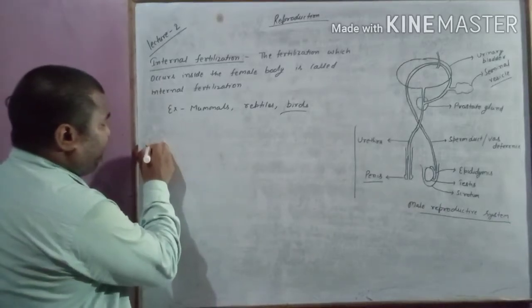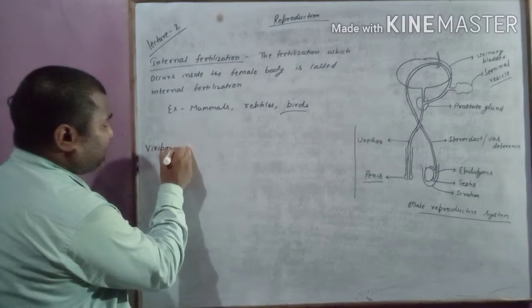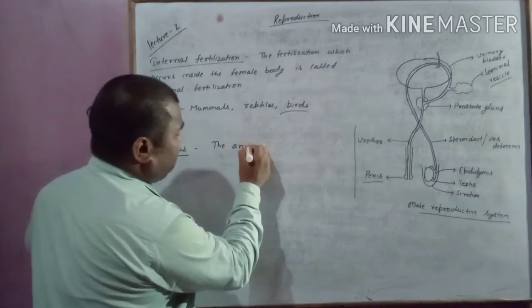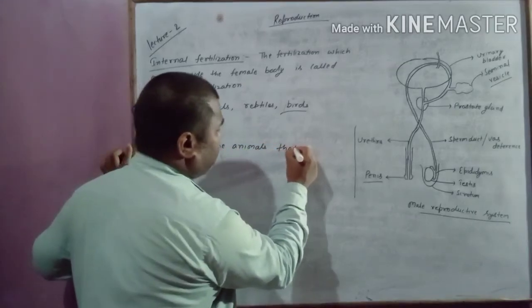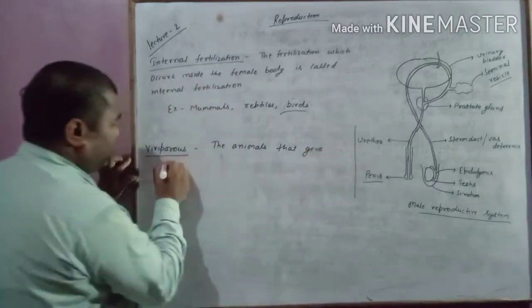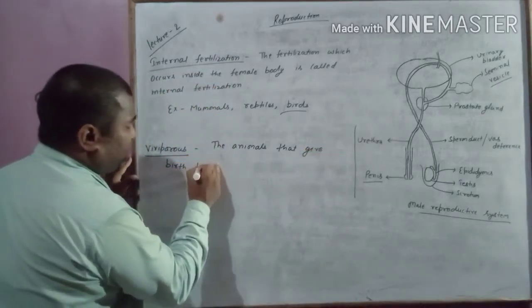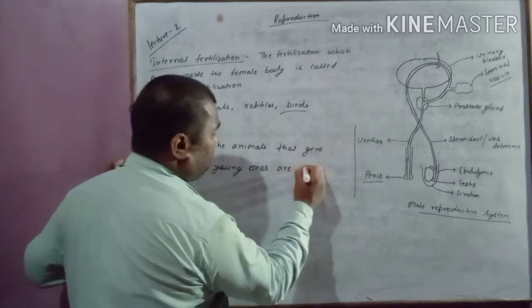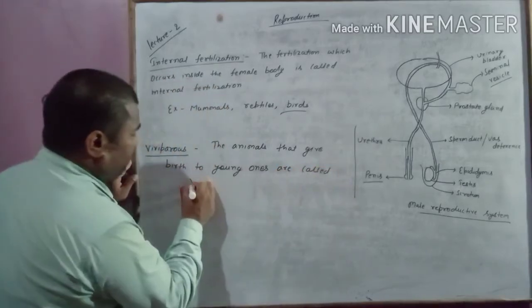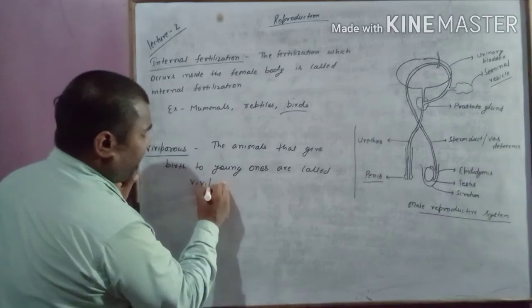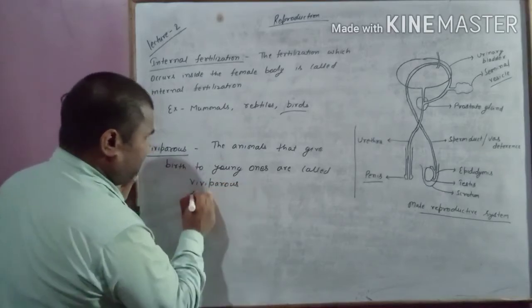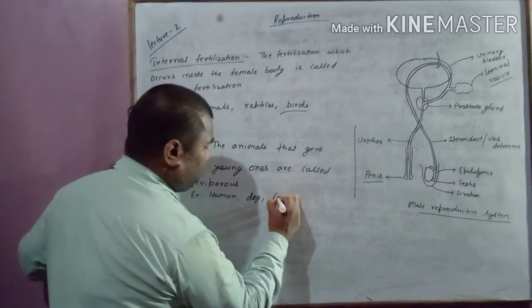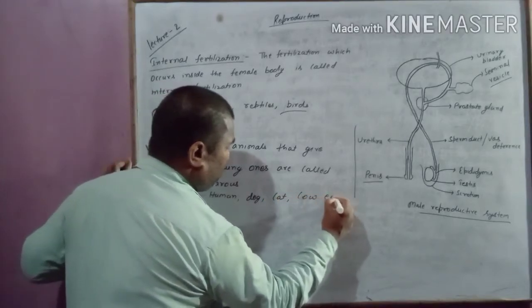Next is viviparous. The animals that give birth to young ones are called viviparous. Example: human, dog, cat, cow, etc.